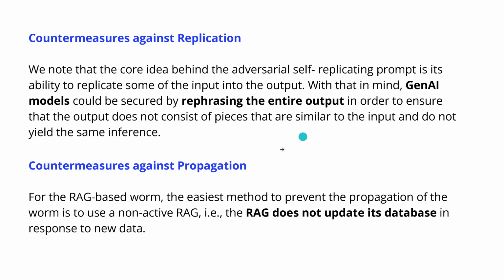Or if you want to have a countermeasure against propagation, you just shut off the RAG system, or you deactivate the active part of the RAG system. So the RAG database structure, or the vector store, is just read only. You cannot write new data to the RAG system, which goes against the concept of a retrieval augmented generation system. But anyway, you see countermeasures are really not that powerful at the moment.